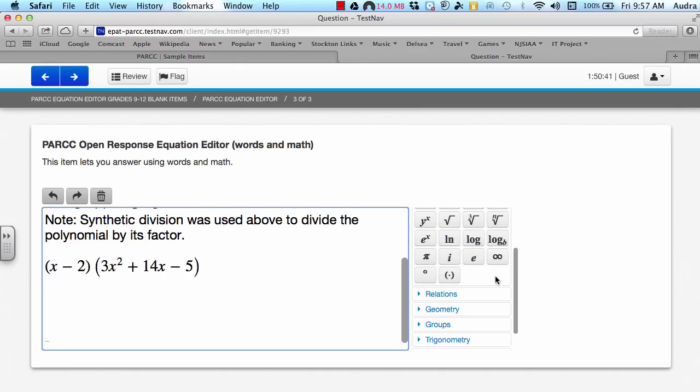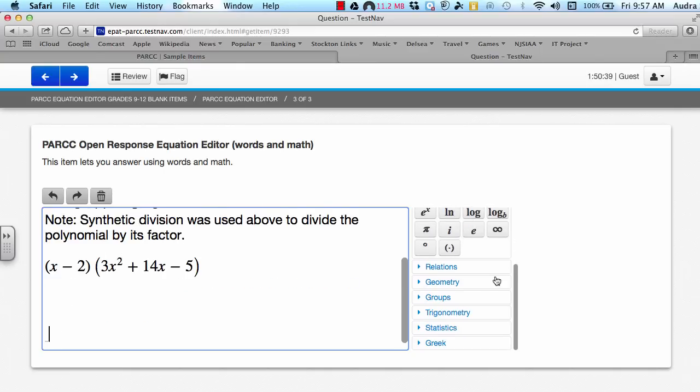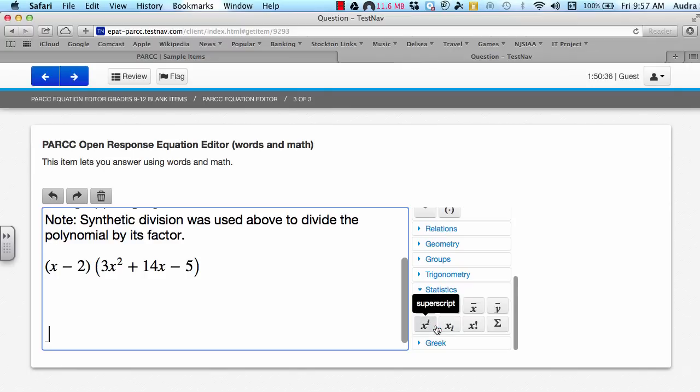The second topic is about using some statistics notation, and those can all be found in the statistics tab. You can find the mean, the standard deviation, your mean of x, mean of y, using superscript or subscript, factorials, and sums. So all of those notations are provided to you in the statistics menu off to the side there.